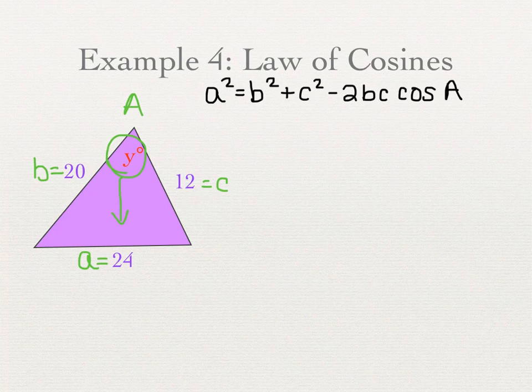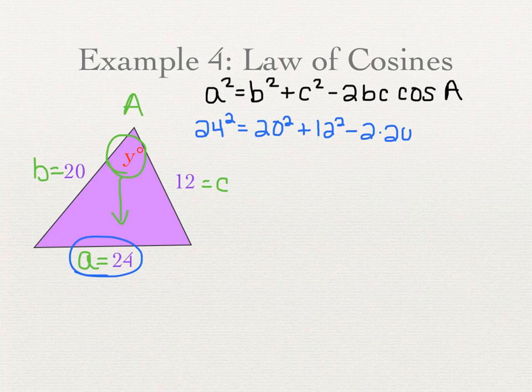And then let's fill those numbers into our formula. Now this time I do have a value for little a. I do have a value for side length A. So I'm going to say 24 squared equals 20 squared plus 12 squared minus 2 times 20 times 12. And this time it's angle A that I don't know.